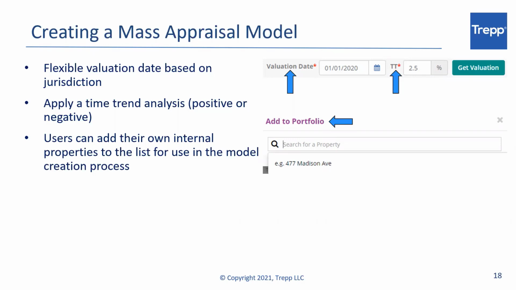Additionally, you can add your own properties to the portfolio. If I'm a consultant and I've run a search in the Trepp platform and found 24 properties that meet the criteria, and I also have 6 other properties that I represent, I could load those 6 properties, even if they're not in the Trepp data set, into the portfolio by simply clicking Add to Portfolio and typing in the address.